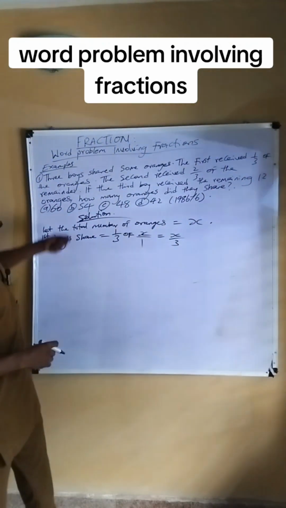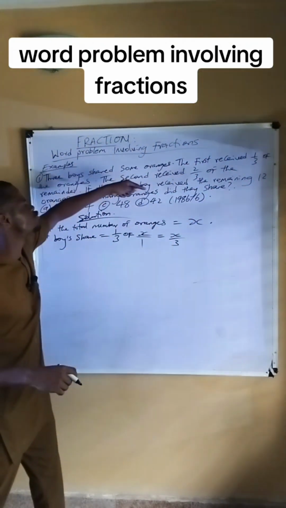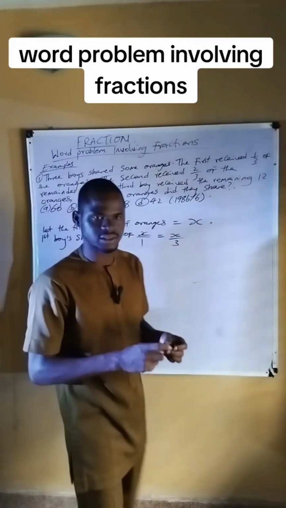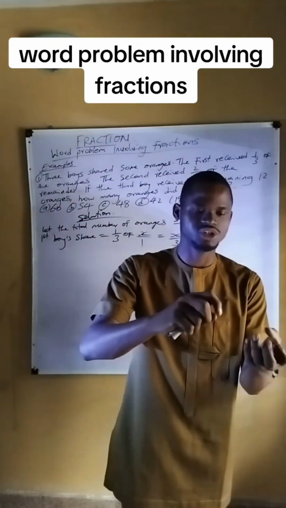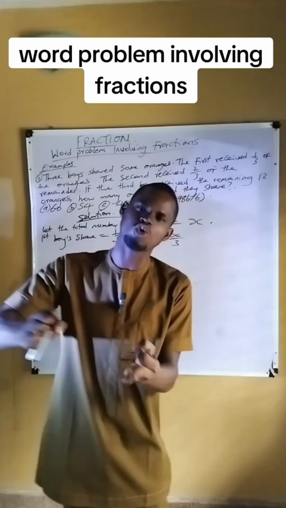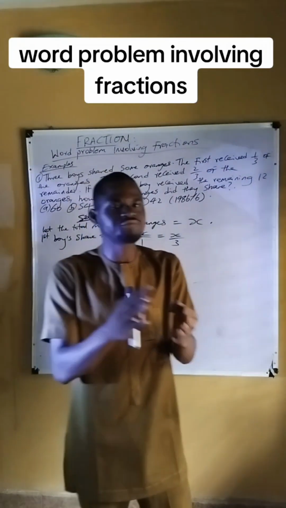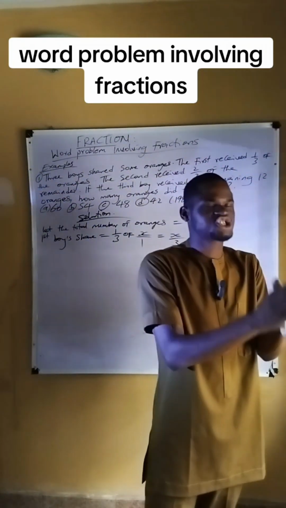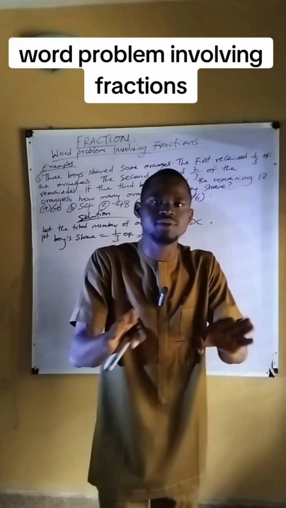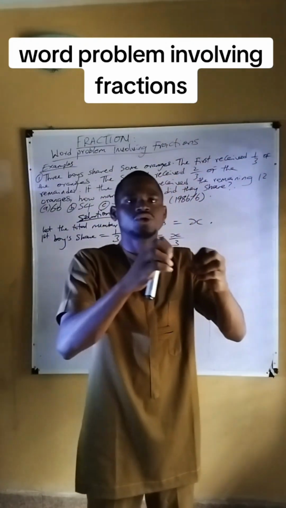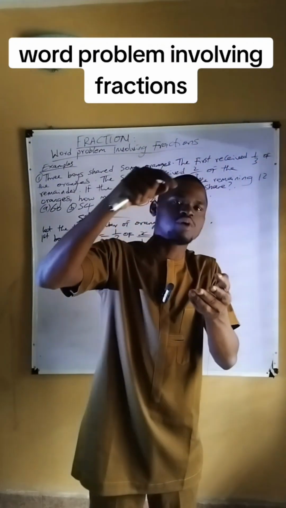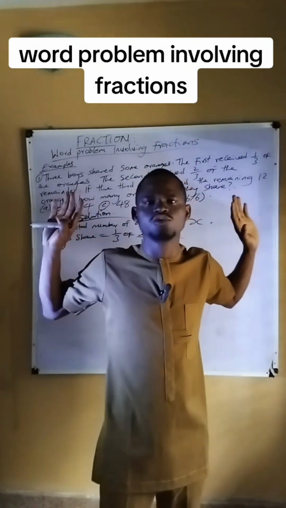Okay? Now, what do they say? They say the second received 2/3 of the remainder. Now, how do you get the remainder? Take note, the total oranges was S, and the first boy has collected his own. If the first boy has collected his share, how do you get the remainder? You simply subtract the first boy's share from the total oranges to give you the remainder.